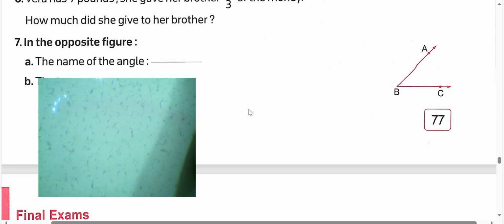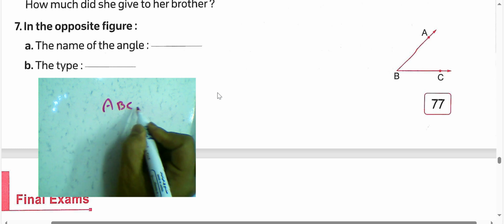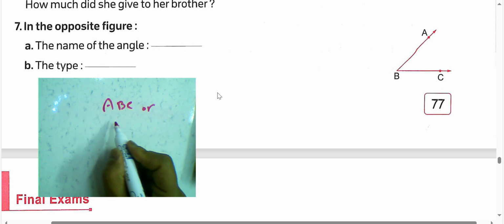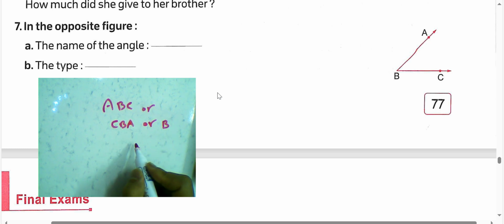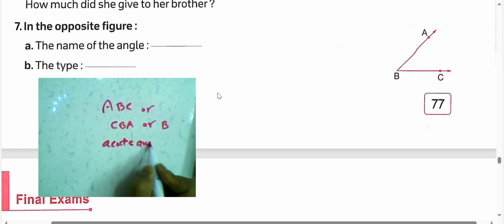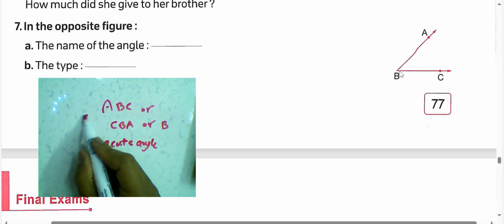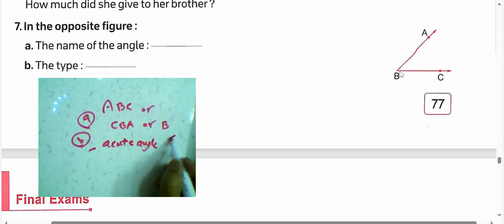Next question. The opposite figure, the name of the angle, we call it APC or CPA or B. We can call it B. The type of this angle, we call it an acute angle. It was A and this question letter B, because in an acute angle the measure here is greater than 0 and less than 90 degrees.